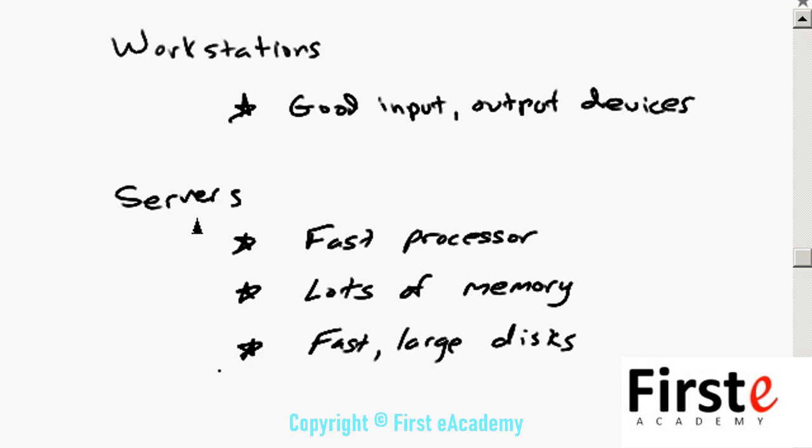And then there's servers, and for servers to handle a high load, they need to have fast processors, they need to have lots of memory, and they need to have large disks that can transfer data quickly. Like I said, these are bare minimum requirements for these two settings. For workstations, if you're doing scientific computations on your computer, then you'll need more than just good input and output devices. You'll probably need a fast processor and lots of memory too. Or if you're hosting some large database application, you're going to need more than good input and output devices.